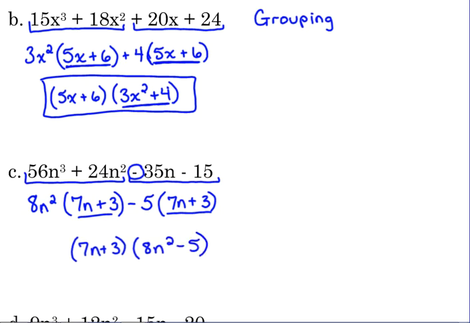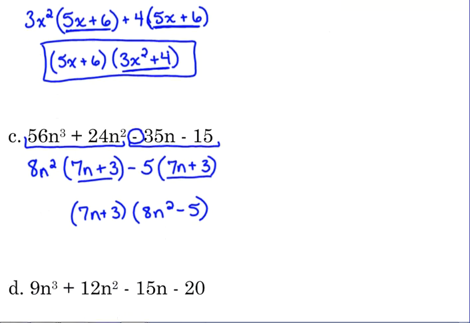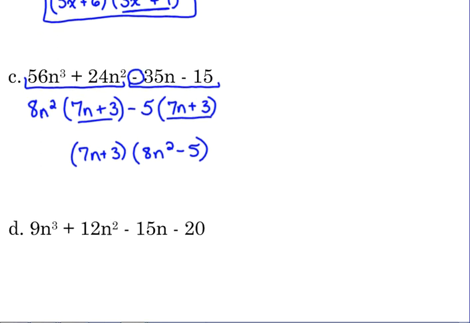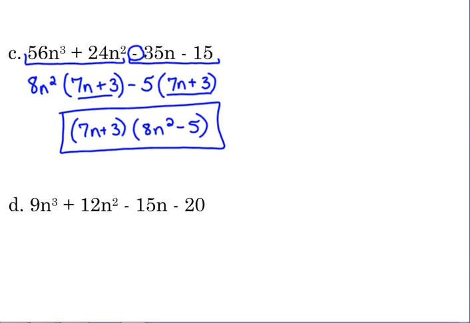Okay, so we pull out the factor that they had in common, the 7n plus 3. We're left with the 8n squared minus 5. Check it for difference of perfect squares. It is a difference, but 8 and 5 are not perfect squares. So we are finished.